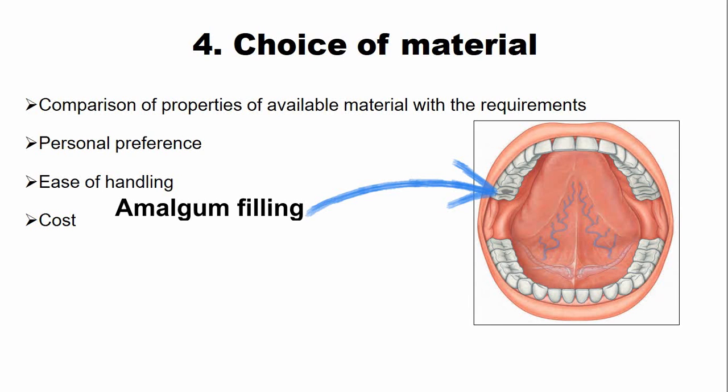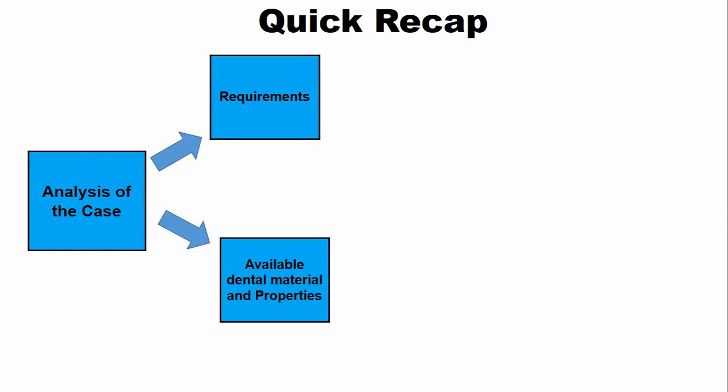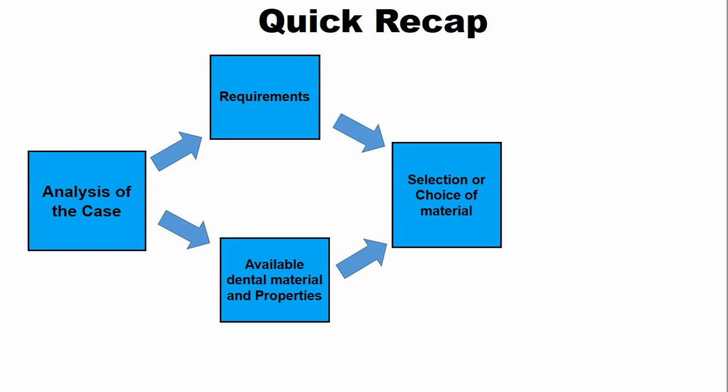So in summary, that's a quick recap. The first step is to analyze the case. After analysis, simultaneously, you will compare the requirements and the available materials and their properties. The next step is the selection or choice of the material. So these are the 4 steps.